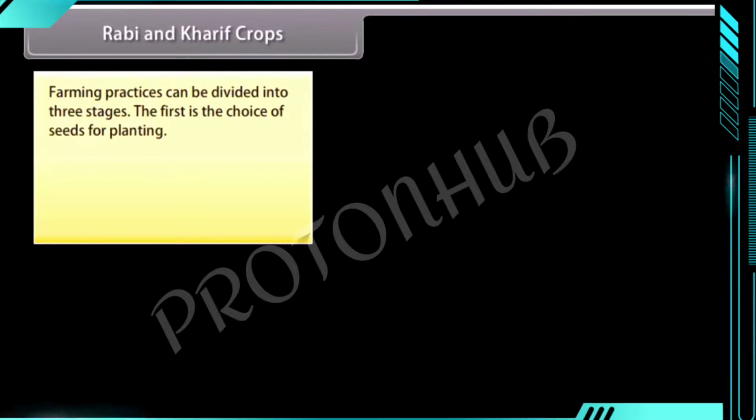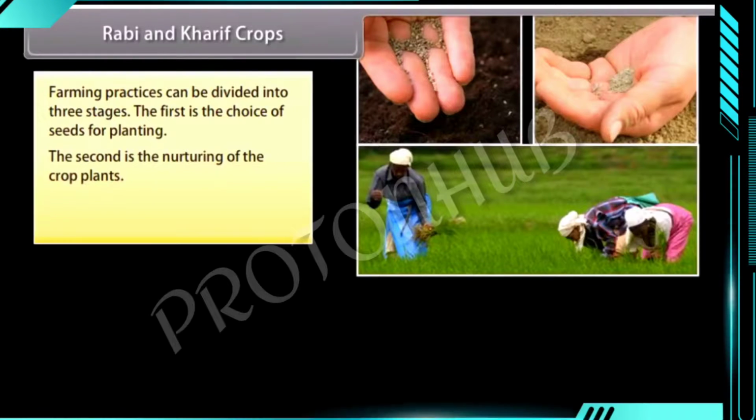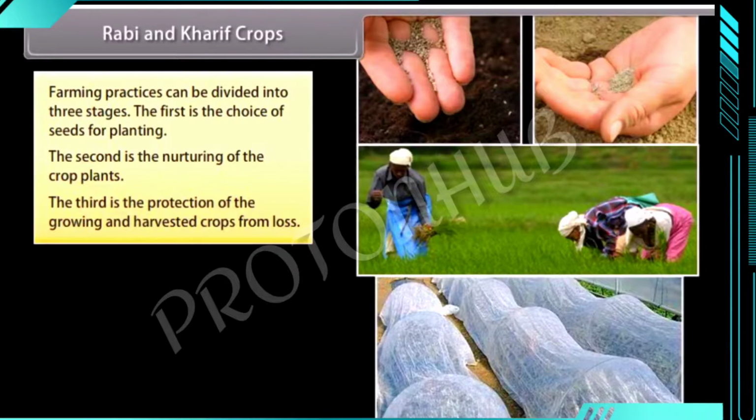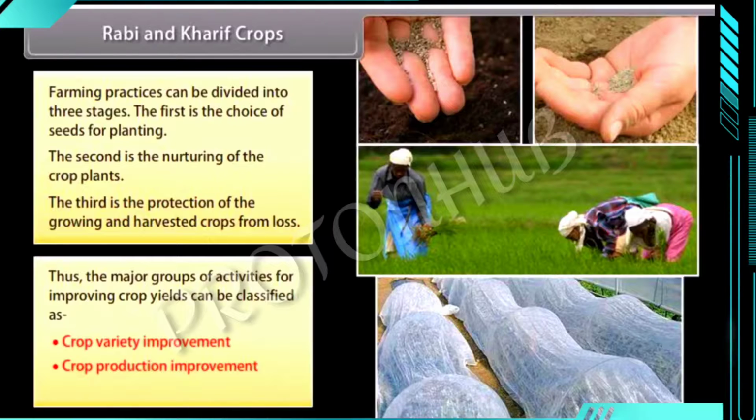Farming practices can be divided into 3 stages. The first is the choice of seeds for planting. The second is the nurturing of the crop plants. The third is the protection of the growing and harvested crops from loss. Thus, the major groups of activities for improving crop yields can be classified as crop variety improvement, crop production improvement, crop protection management.